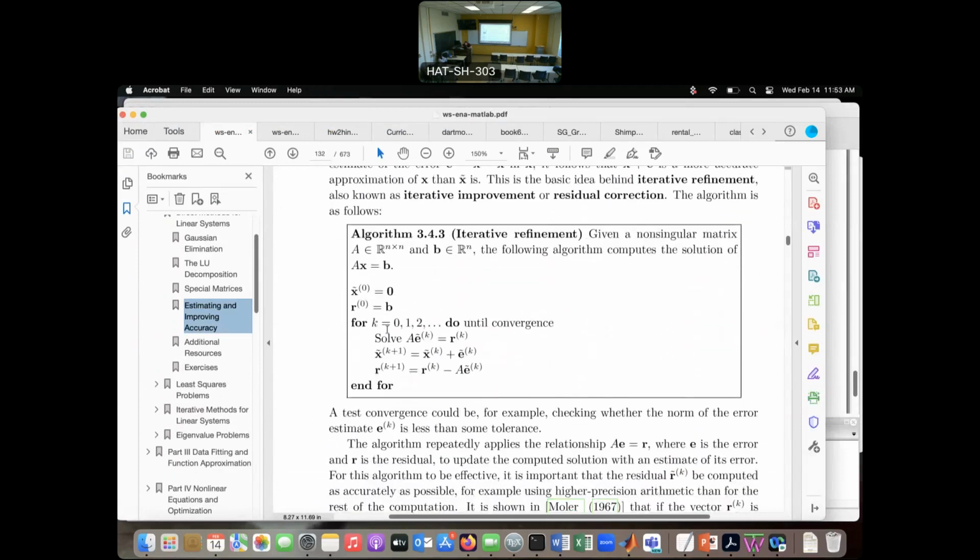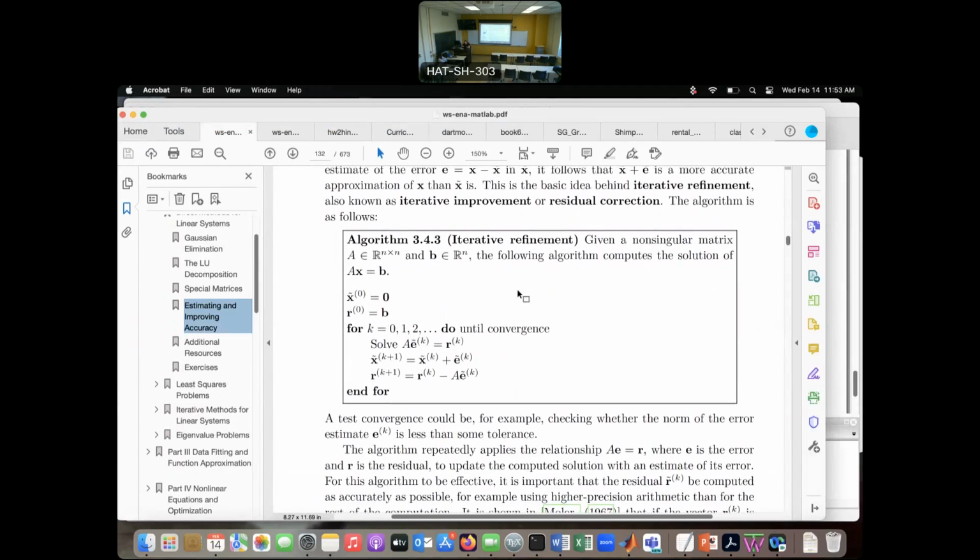Okay. So here's the algorithm for iterative refinement. Initially, my computed solution is 0. My residual is just b, because if x is 0, the residual would be equal to b. And then I keep iterating, because this is iterative refinement.